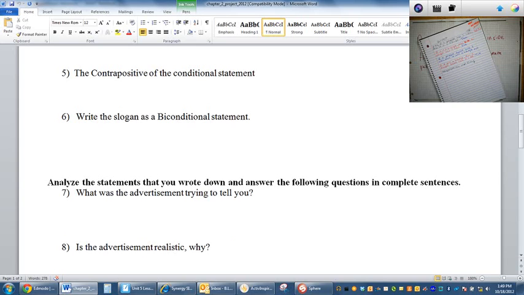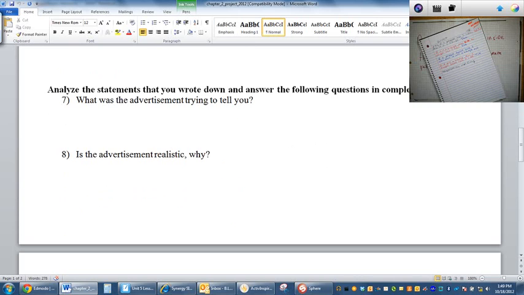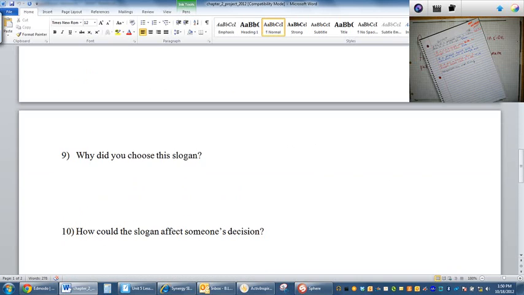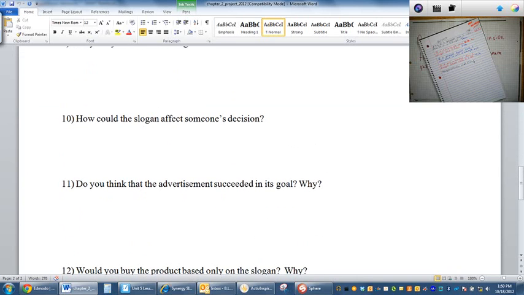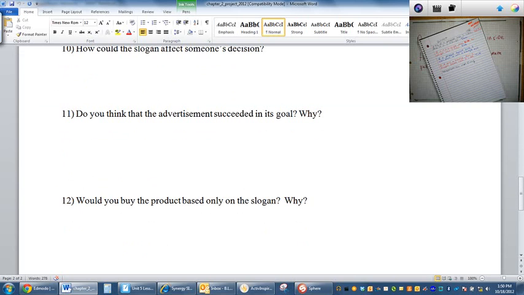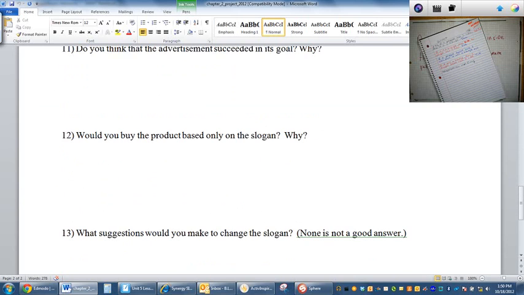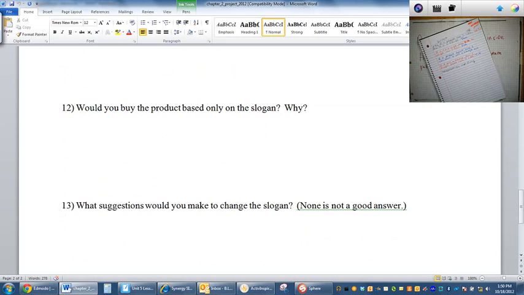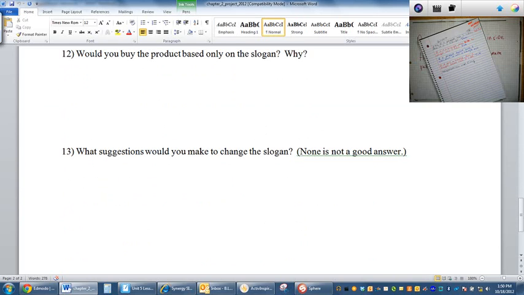So what was the advertisement trying to tell you? Is the advertisement realistic? Why did you choose the slogan? How could the slogan affect someone's decision? Do you think that the advertisement succeeded in full, and why? Would you buy the product based only on the slogan? Why? What suggestions would you make to change the slogan? None is not a good answer.